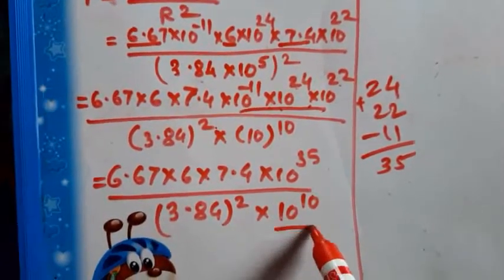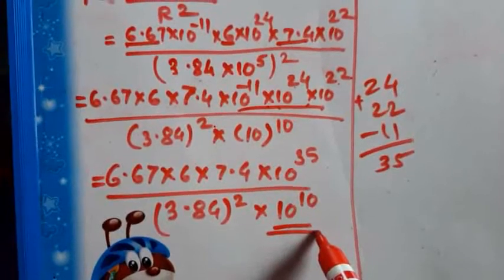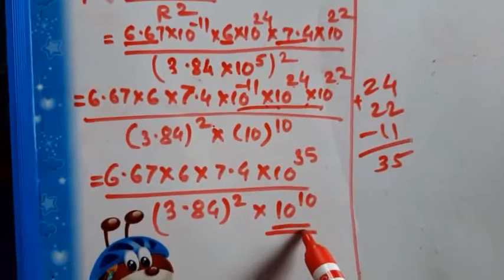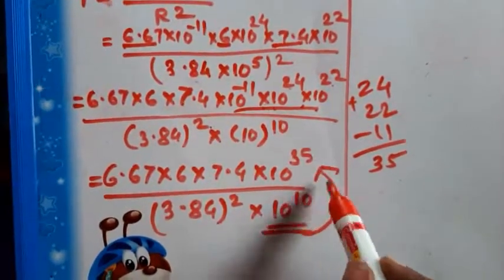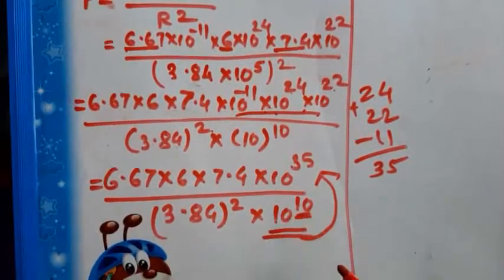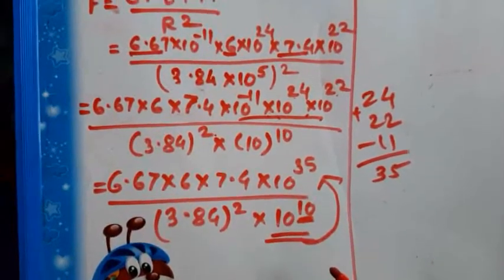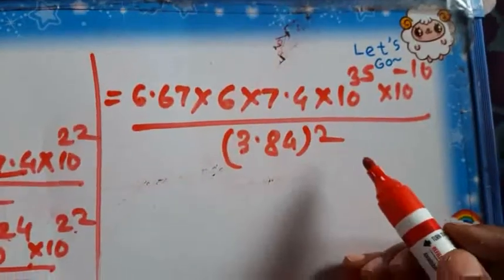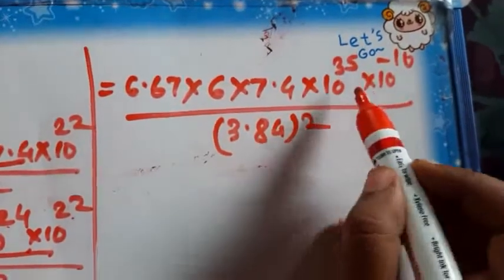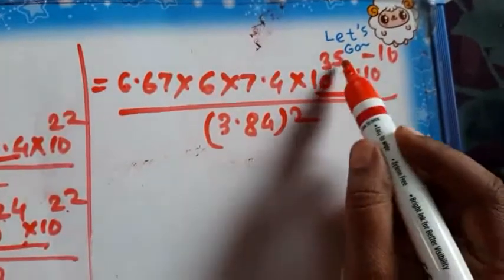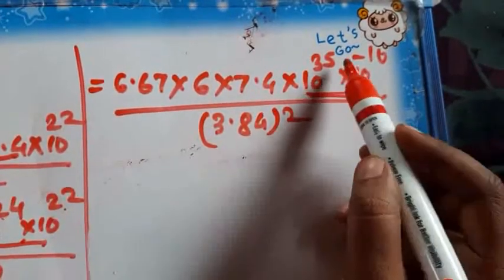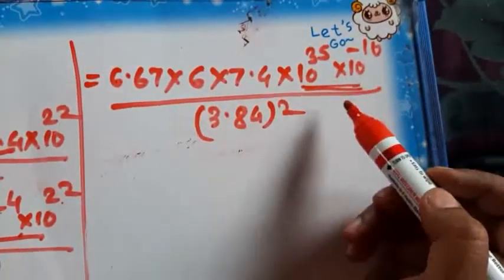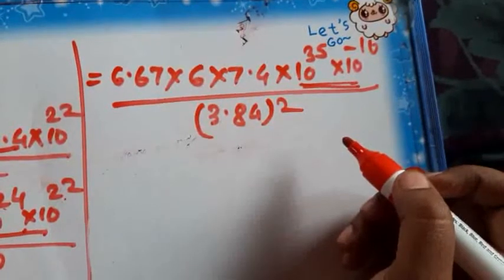Again, if you see this 10 raised to 10, which is in denominator, if we want to shift in numerator, this index will become negative. So it will become like this. Again, here indices we will add. So 35 minus 10, it will be 10 raised to 25.